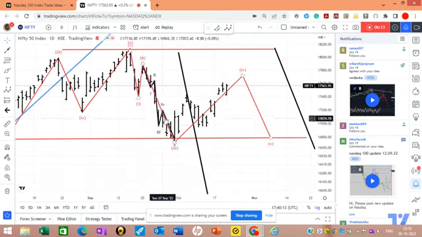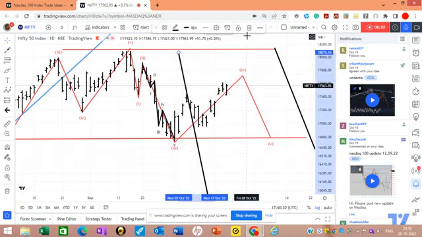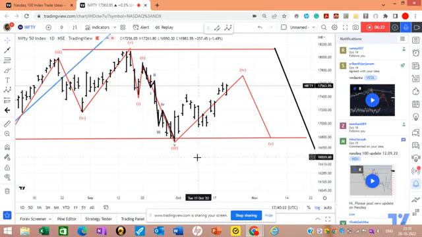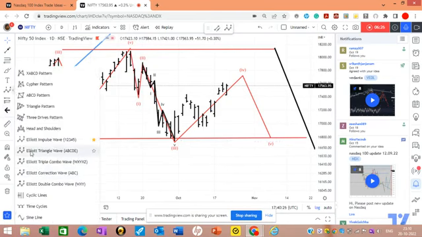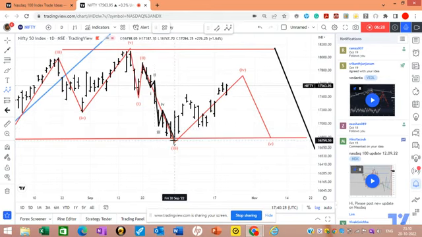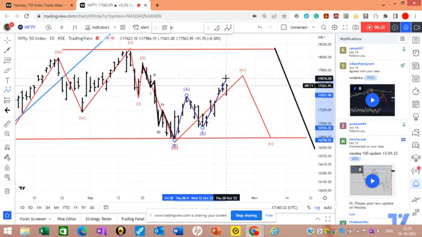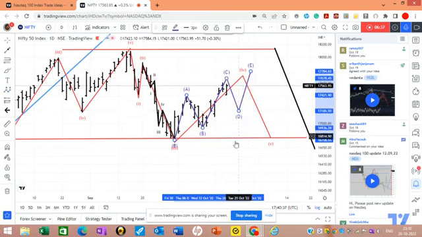1, 2, 3, 4, and 5. And this is the fourth wave, which is a triangle wave. So these are triangles. Triangles are present on the fourth wave, no issues. C, D, and E. Whenever you have triangles in the fourth wave, they can come within the price action of the first wave, no issues.